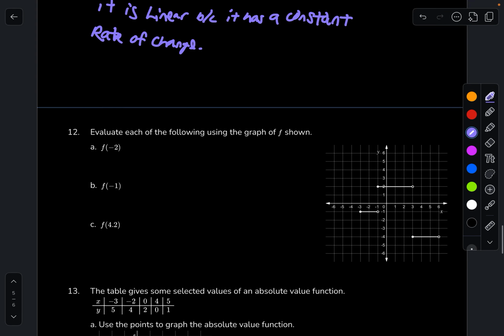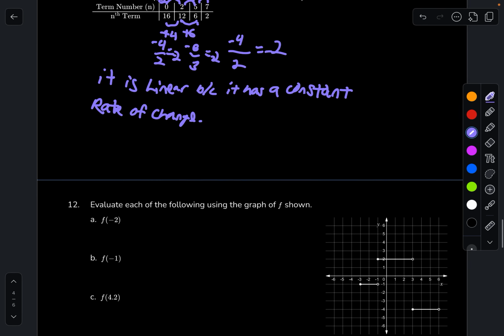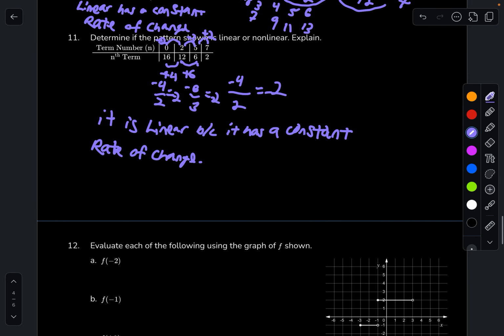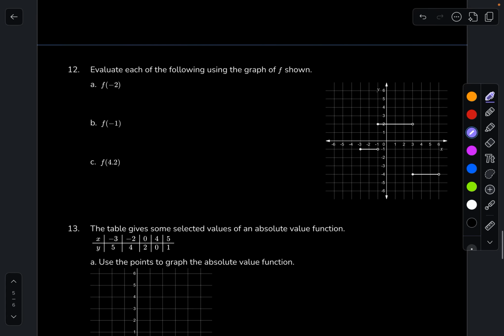Okay? All right. On this one, all you have to do, you're given a piecewise defined function. You have to evaluate it at these different values of x. So at negative 2, which is right here, we're at negative 1.